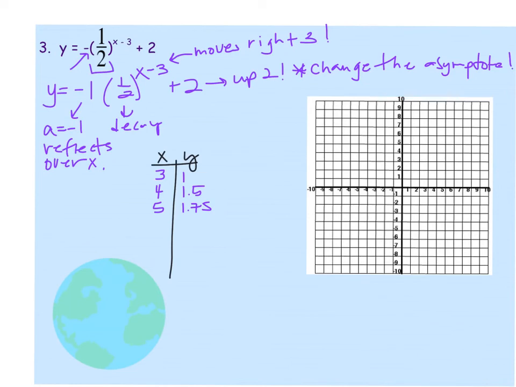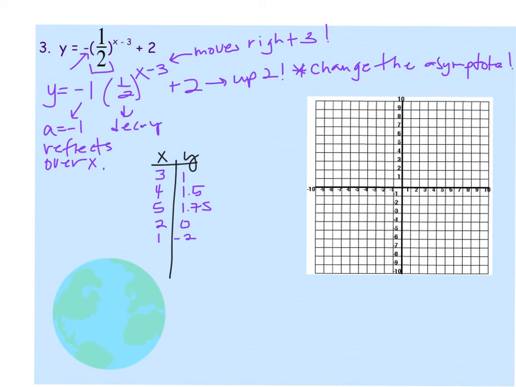Let's see what happens if we go in the other direction. We started at 3. So if I go to 2, 2 minus 3 is negative 1 for the exponent. If we have 1/2 to the negative 1 power, we have to take the reciprocal of the base. That would give us 2, times the negative 1 out in front would be negative 2, and then plus 2 would be 0. Let's go one more to the left at 1. 1 minus 3 for the exponent would be negative 2. 1/2 to the negative 2 power, we take the reciprocal, would be 2 squared, which becomes 4, times the negative 1 out in front makes that negative 4, and then plus 2 becomes negative 2.